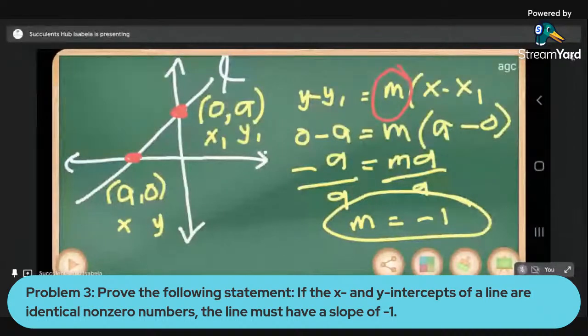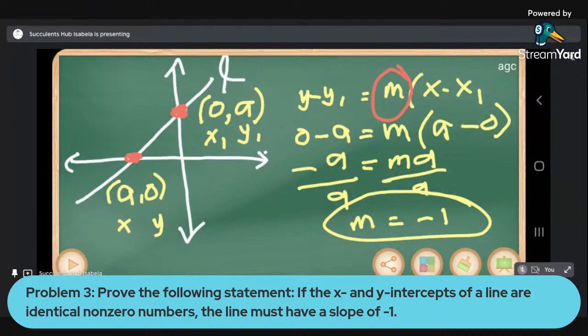So if the x and y intercepts of a line are identical non-zero numbers, then the slope of the line is negative 1. Okay? So, yeah.